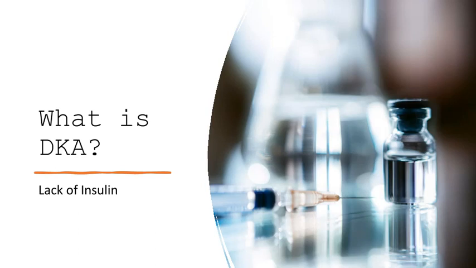DKA, at its root, is a lack of insulin. The body has access to plenty of glucose, but not enough insulin to process it. This leads to an increase of counter-regulatory hormones, such as increased glucagon, increases in gluconeogenesis, and the production of ketones to feed the brain. The net effect is increased glucose.